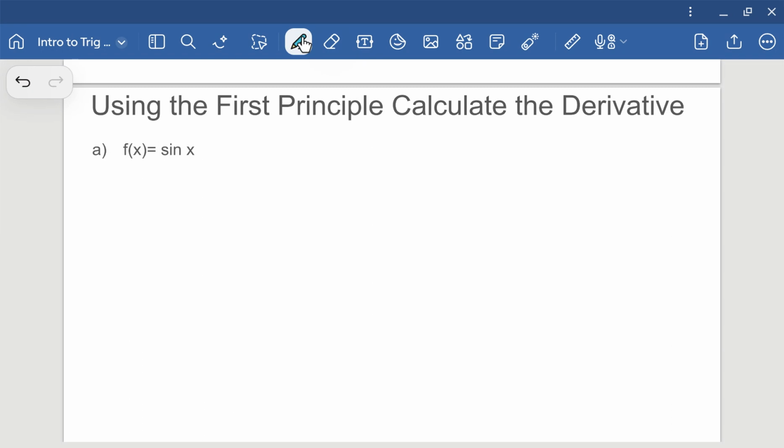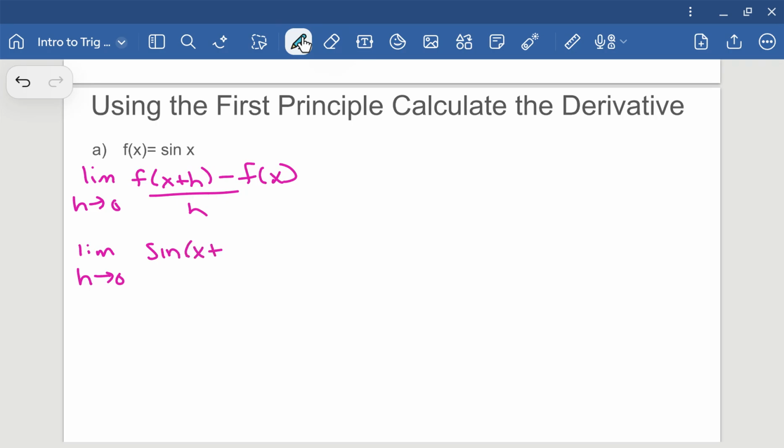So if I want to figure out the first derivative, I'm looking at the limit as h tends towards 0 of f of x plus h minus f of x all over h. I can keep going here with the limit, and now I'm just going to plug this in: the limit as h tends towards 0 of sine of x plus h minus sine of x, all over h.